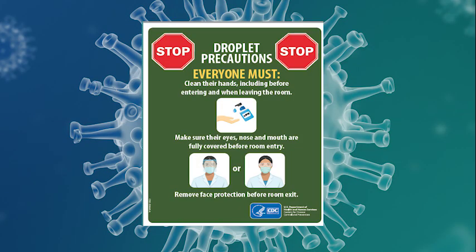If we're talking about droplet precautions, what we're trying to achieve is to provide barriers, because remember we said droplets are these large particles that travel about a meter away from us. And with this, again, hand hygiene is important before entering and when leaving. And with this, we want to add covering for our mouth and our eyes as barriers.